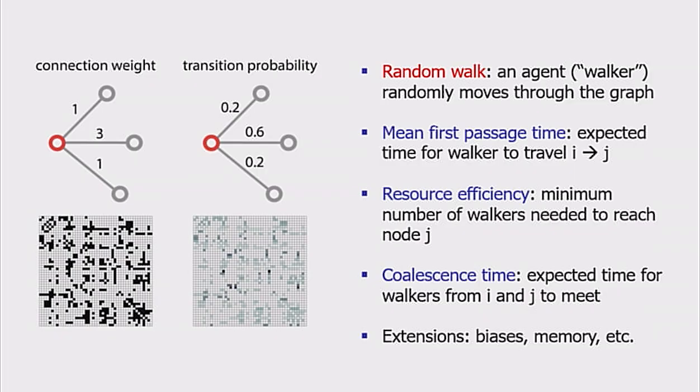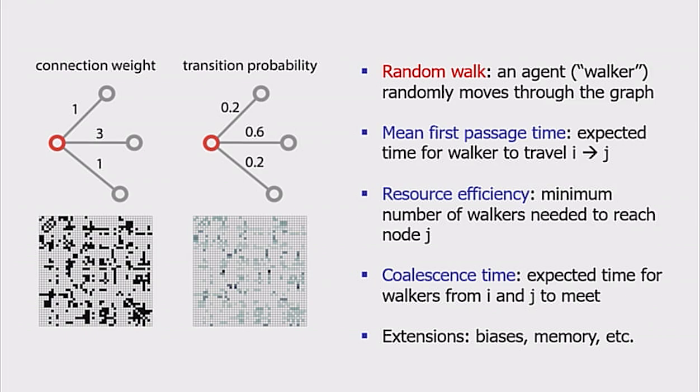You can ask, how many random walkers would I need to start in node I to ensure that at least one of them eventually hits node J to within some degree of probability? So the so-called resource efficiency. In other words, how strongly do I have to broadcast a signal from the source node in order to ensure successful transmission at the target node?